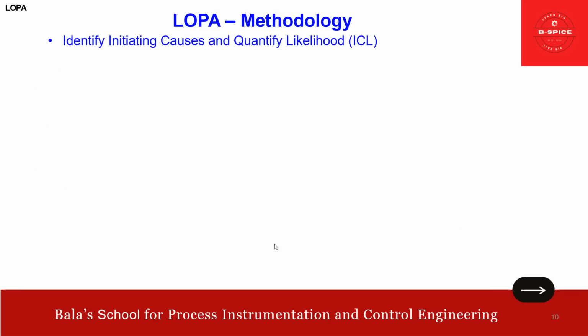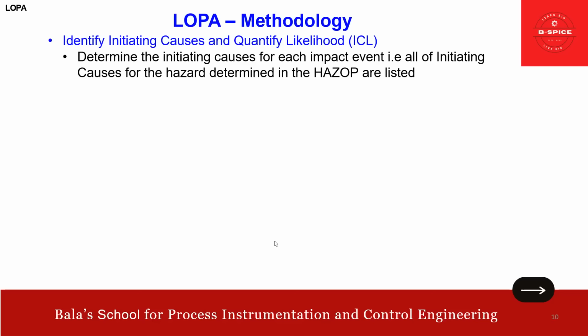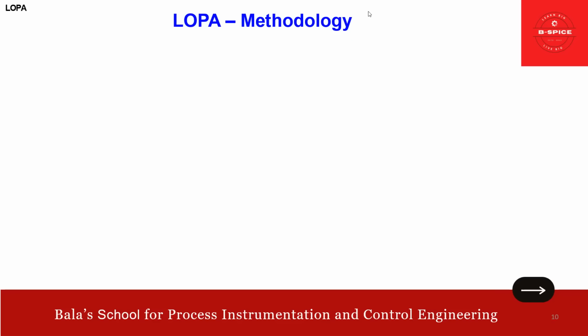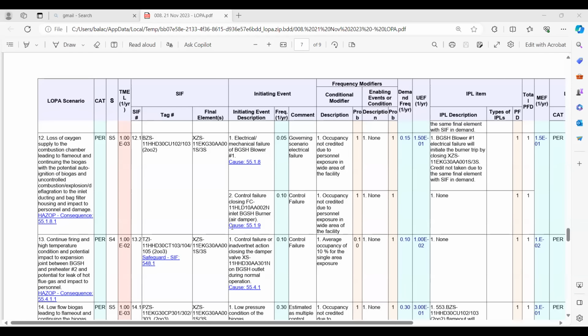So now, before going to the ICL, I want to stop this and go to a HAZOP sheet so that it will be easy for you to follow. Okay, friends. So this is the HAZOP which I did recently. Just pay attention. Just an example. Just look and feel. Don't get into too much. You see the LOPA scenario. You see the category: personnel, assets, environment, all those. Then you have the severity. Then the frequency per year. All these are there. Then you have the SIF final element. Then the initiating event description and the frequency per year.